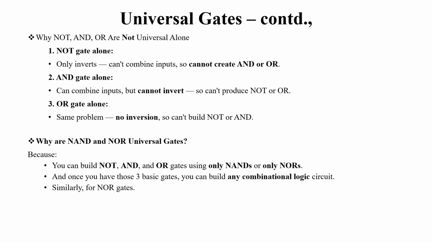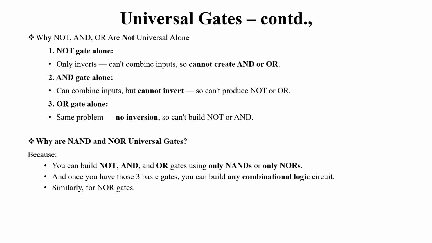The next point is universal gates. Why are NOT, AND, and OR not universal gates? Because NOT only does inversion; it cannot create AND or OR gates. Whereas with the AND gate, we cannot invert the process, and likewise with OR there is no inversion. These are the drawbacks of the basic gates, and hence we are going with NAND and NOR.